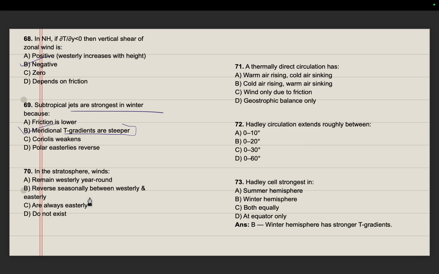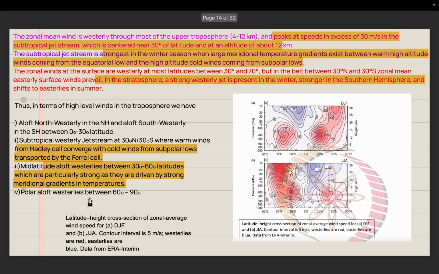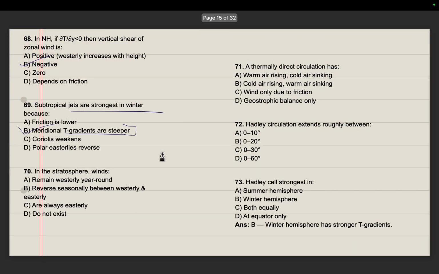Option A. So here they are giving that in the stratosphere a strong westerly wind is present in the winter, stronger in the southern hemisphere, and shifts to easterlies in the summer. So in the stratosphere, winds reverse seasonally between the westerlies and easterlies.